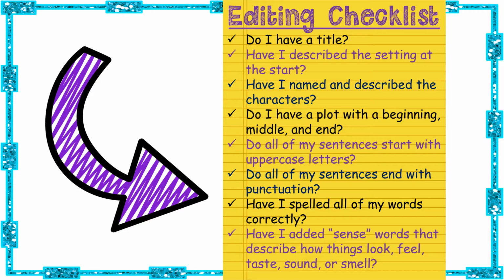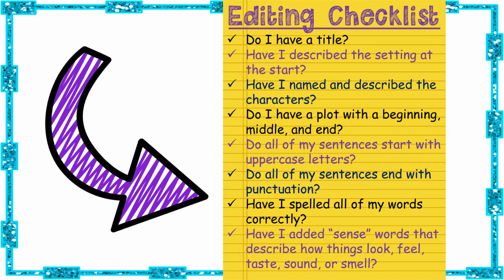We're going to make sure that our story has a title. We have described the setting. On the first two questions, we described the setting and the characters. Did you name and describe the characters? Did you have a plot with a beginning, middle, and an end? Do all of your sentences start with uppercase letters?